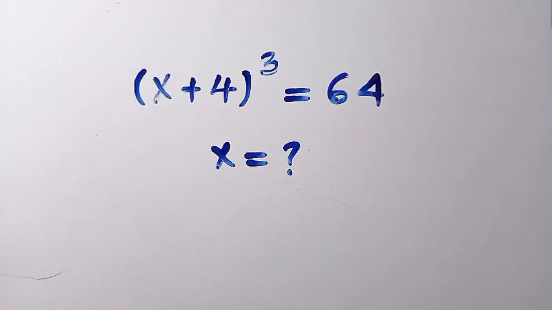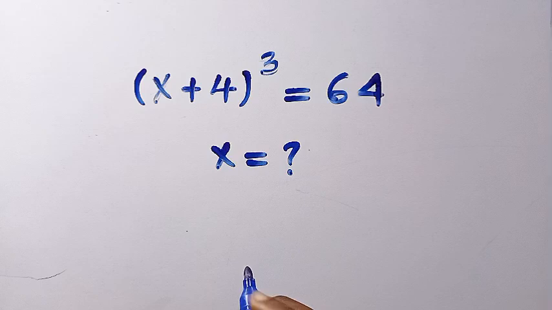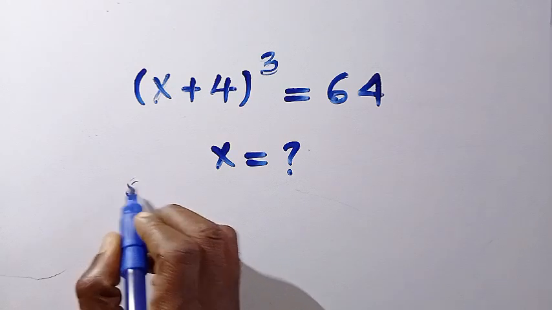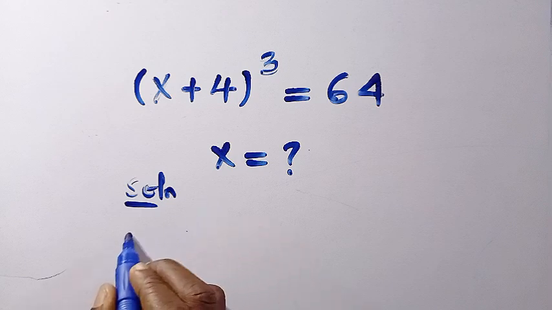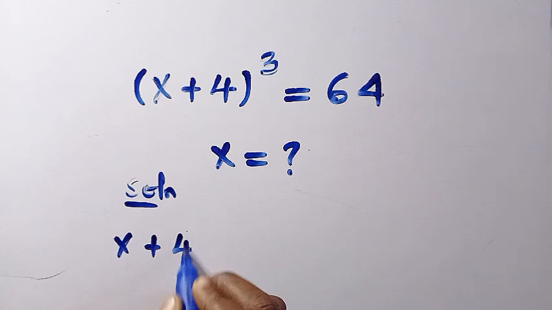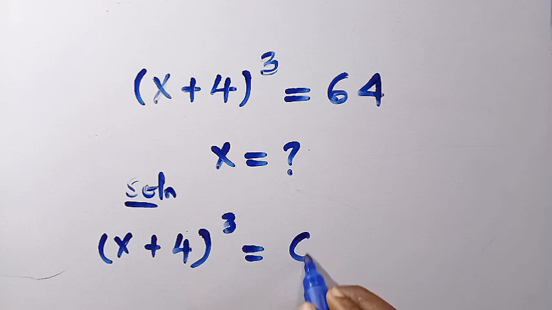How to solve these nice algebraic equations? (x + 4)^3 = 64. So to solve this, we consider the solution here. Given that (x + 4)^3 = 64.